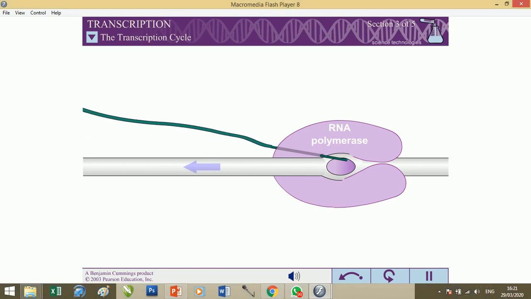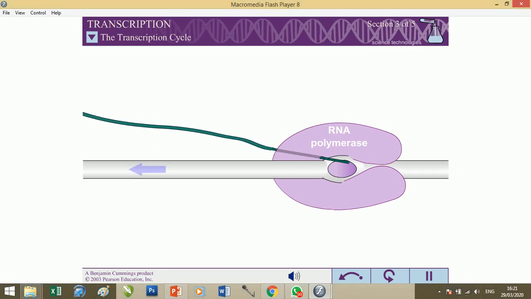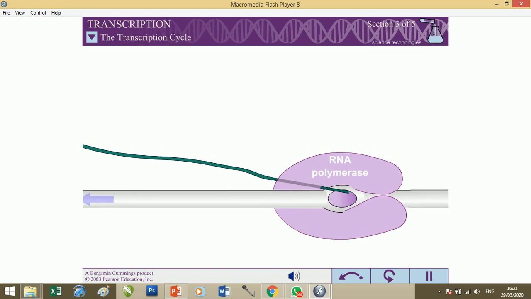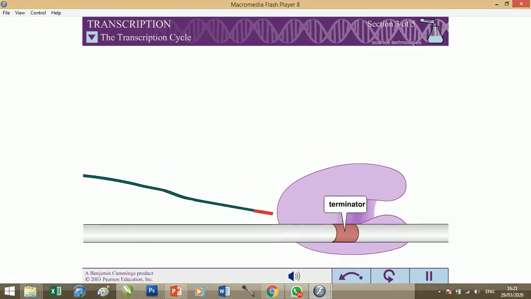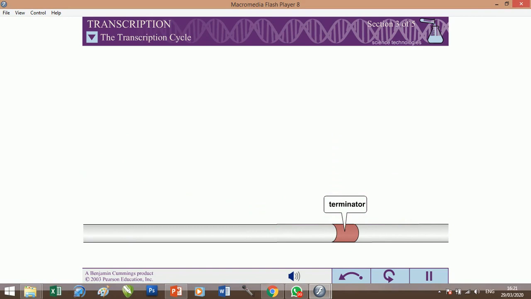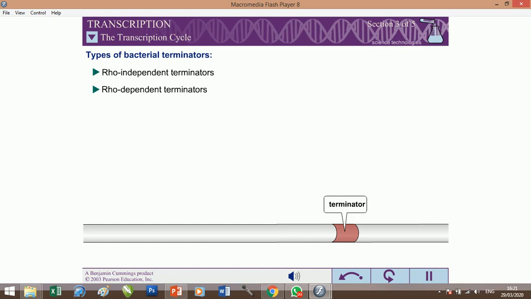Sequences called terminators trigger the elongating polymerase to dissociate from the DNA and release the completed RNA chain. This animation describes bacterial transcription termination. Bacteria have two types of terminators, Rho-independent and Rho-dependent.